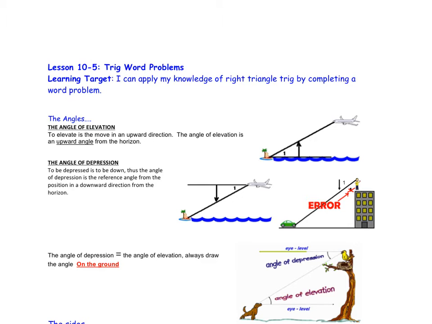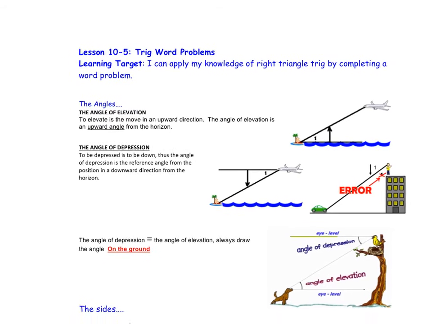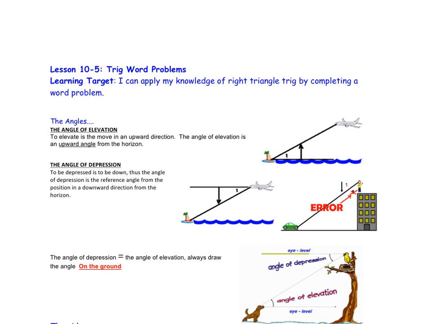So the first type of thing we look at are angles. So we really focus on the angle of elevation and the angle of depression. The angle of elevation means to elevate or to move in an upward direction. So basically it means goes up. Goes up like this, and that's your angle, just like here. The angle of elevation is an upward angle from the horizon.